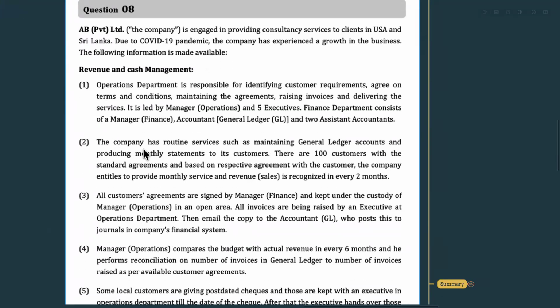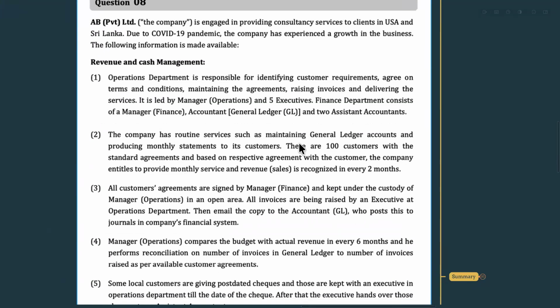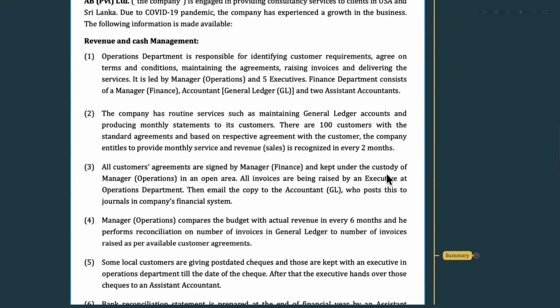So let's read it. The company has routine services such as maintaining the general ledger accounts and producing monthly statements to its customers. Okay, fine. There are 100 customers with standard agreements, and based on the respective agreement with the customer, the company is entitled to provide a monthly service and revenue. The sales is recognized every 2 months. That's also a problem. Why every 2 months? You have to record it as it happened. At least 1 month. Sometimes you can miss it. That's a deficiency.